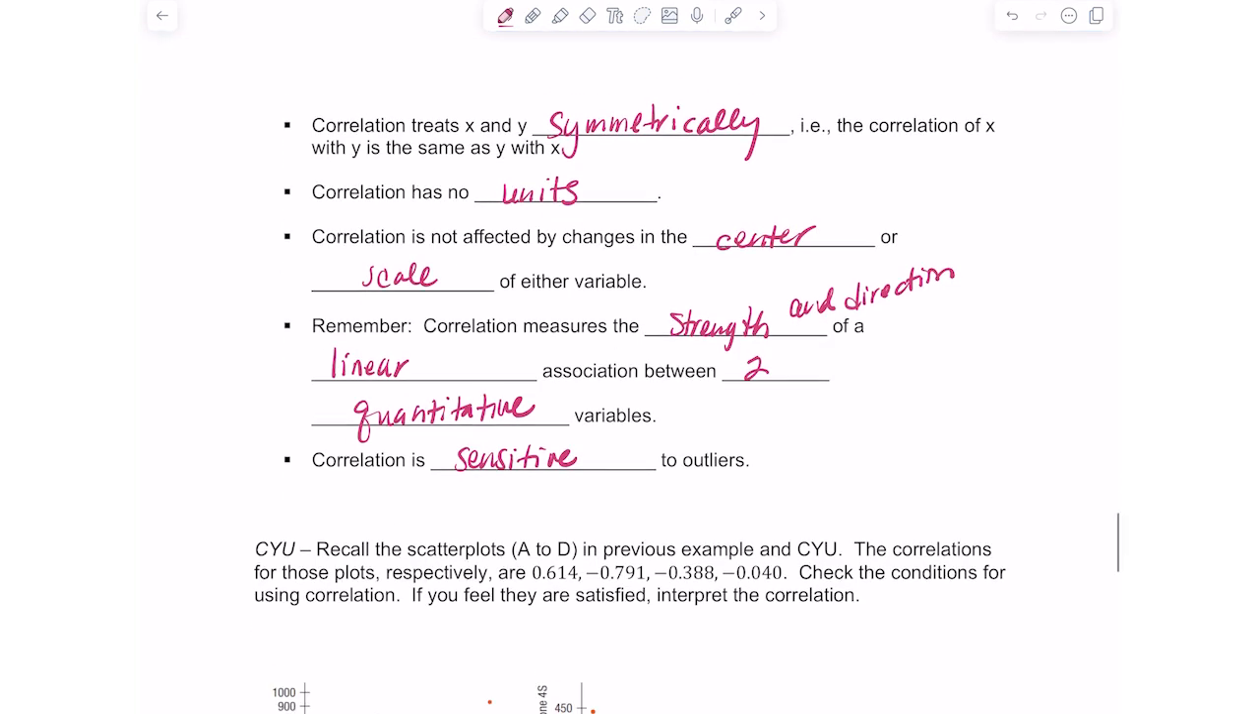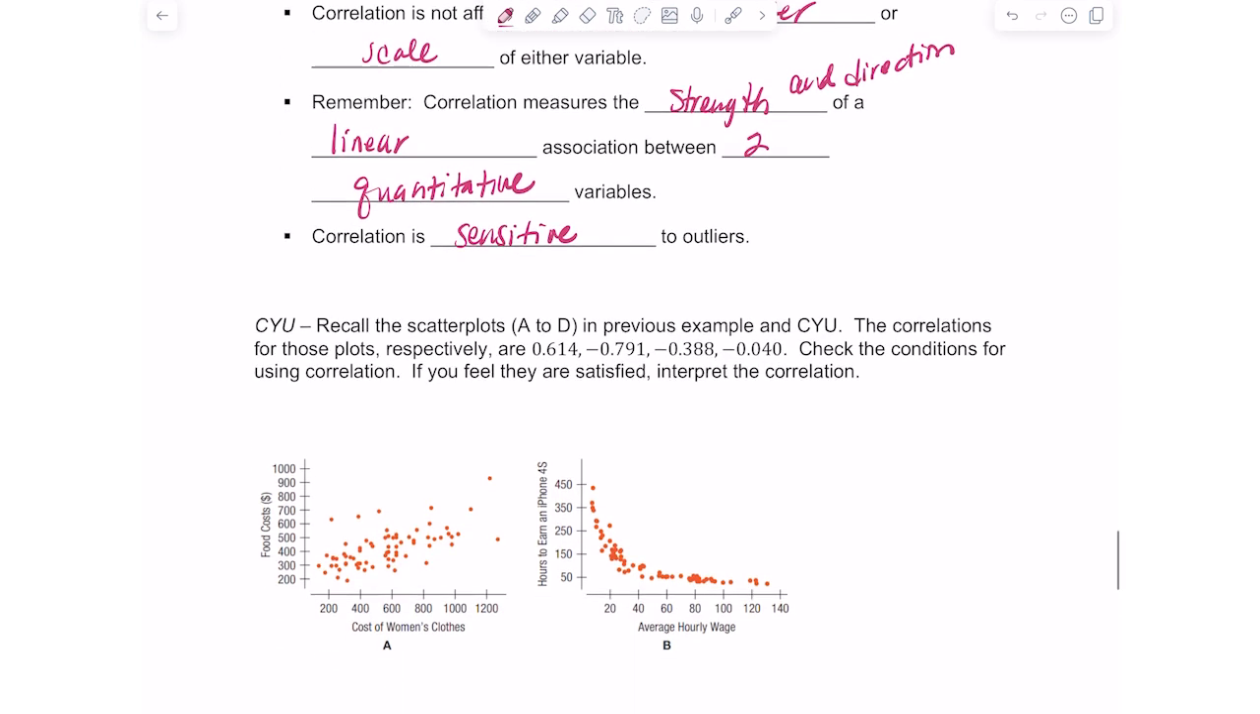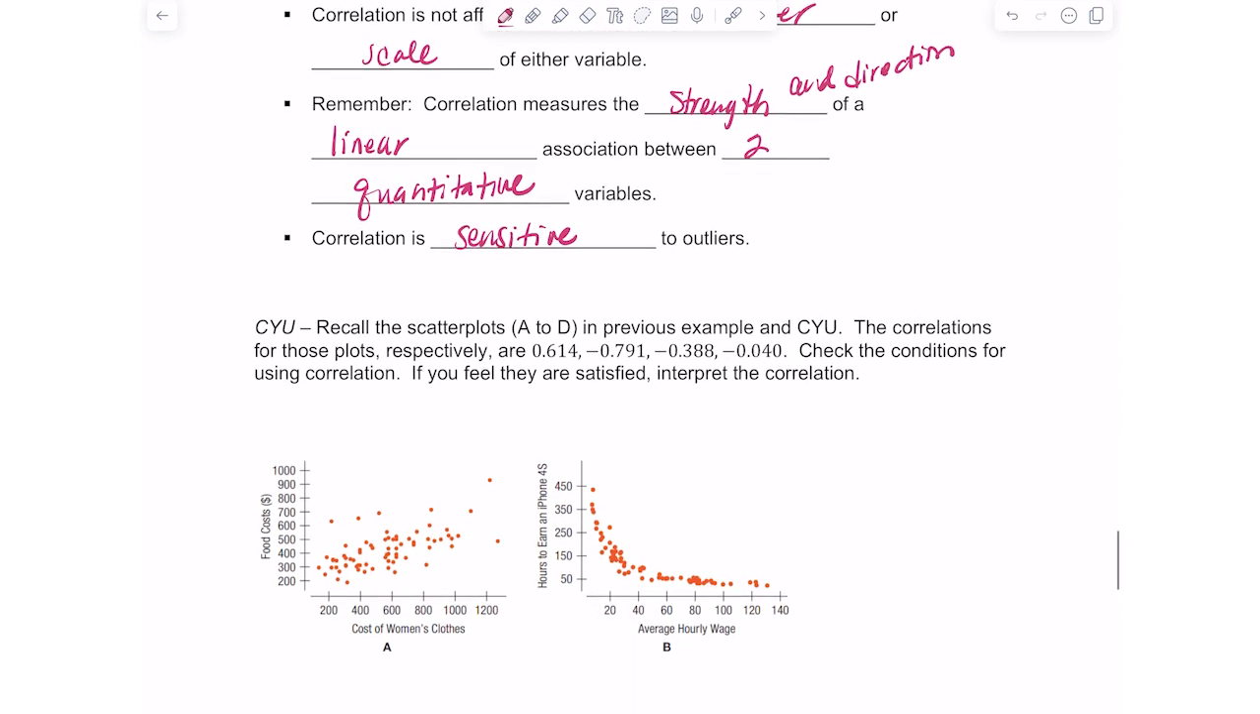Okay, please pause the video and recall the scatter plots that we looked at in the previous video, A through D. The correlations for these plots, respectively, are 0.614, -0.791, -0.388, and -0.040. You want to check your conditions for using correlation, and if you feel they're satisfied, interpret the correlation. And then when you're ready to go over this, you can unpause the video.